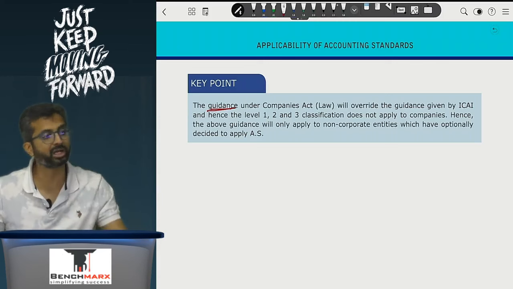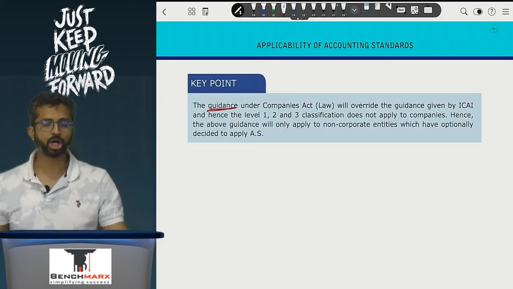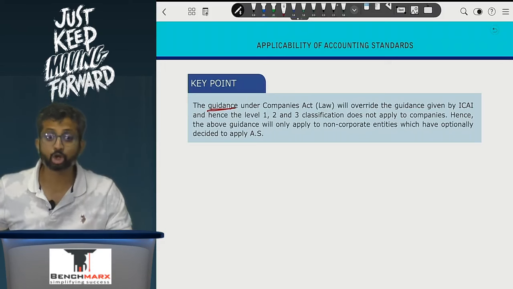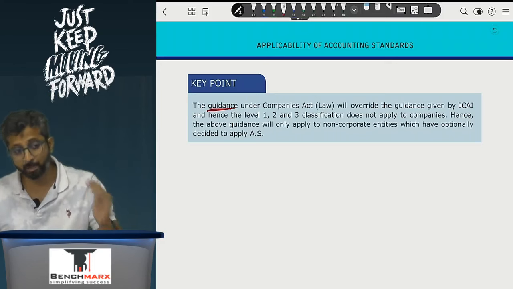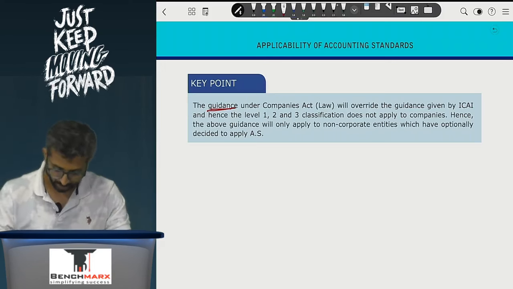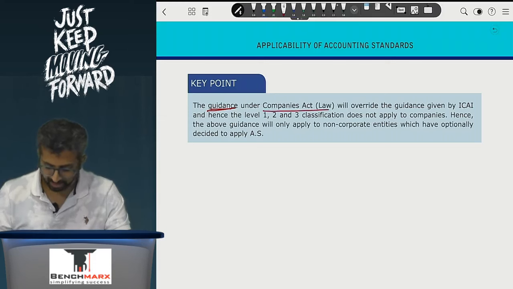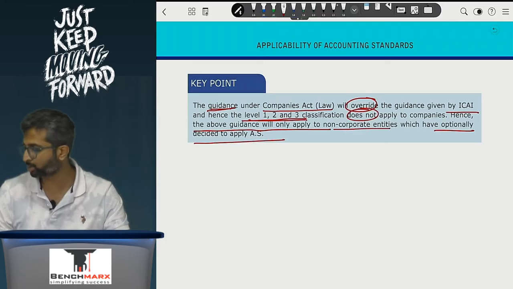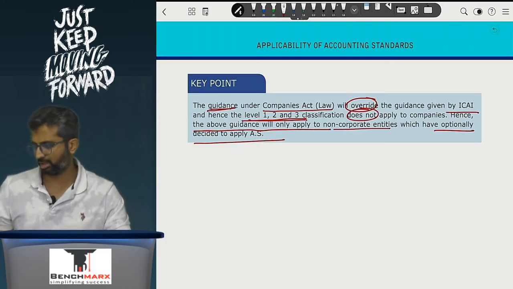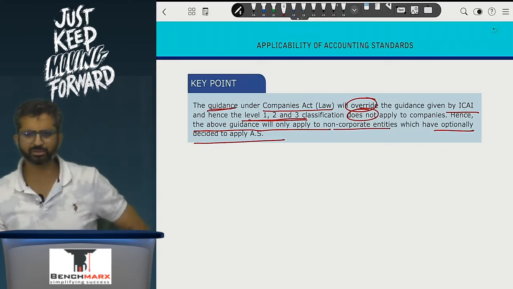No, the Companies Act will override the accounting standards because it is a law. A law will override general standards. So if a conflict arises between the Companies Act and accounting standards, it will be the Companies Act that will override. The guidance under the Companies Act, that is a law, will override the guidance given by ICAI, and hence the level 1, 2 and 3 classification does not apply to companies. The above guidance will only apply to non-corporate entities which have optionally decided to apply accounting standards. Are we clear with this?